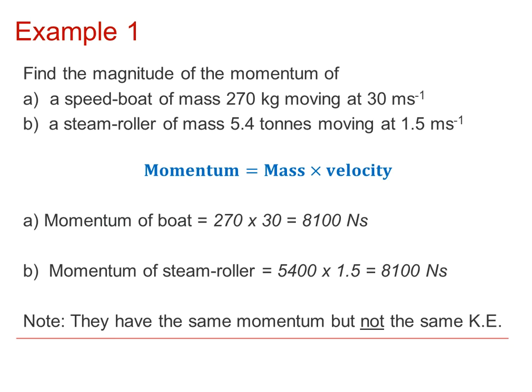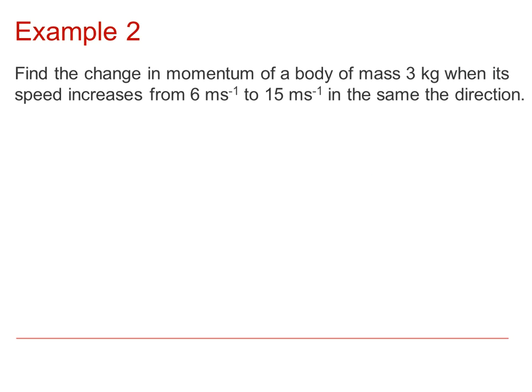Now let's consider a couple of examples where we're looking at the change in momentum. So first of all, we have a mass of 3 kilograms increasing its speed from 6 meters per second to 15 meters per second. So we want to work out the change in momentum. It's always a good idea to draw a diagram of these situations. So there we are, a before and after.